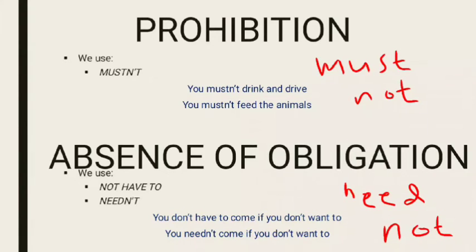Now we have two examples over here. The first one is, you don't have to come if you don't want to. Kamu tidak harus datang kalau kamu tidak mau datang. Nah, agak berbeda dia punya nada kalimat dengan yang di atas. Yang di atas adalah larangan, sementara di bawah adalah pilihan. Kemudian we have the second example over here. You needn't come if you don't want to. Kamu tidak harus datang jika kamu tidak ingin. Sama saja dengan di atas, hanya dengan penggunaan kata yang berbeda.